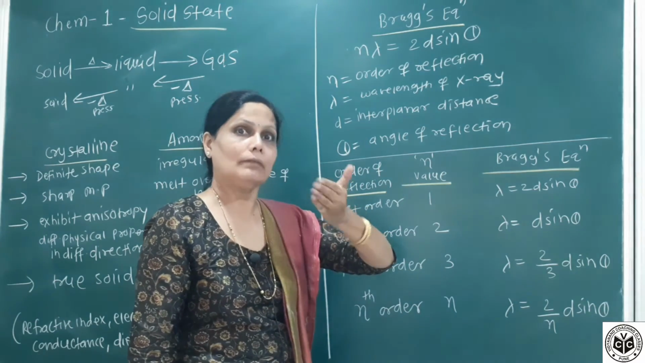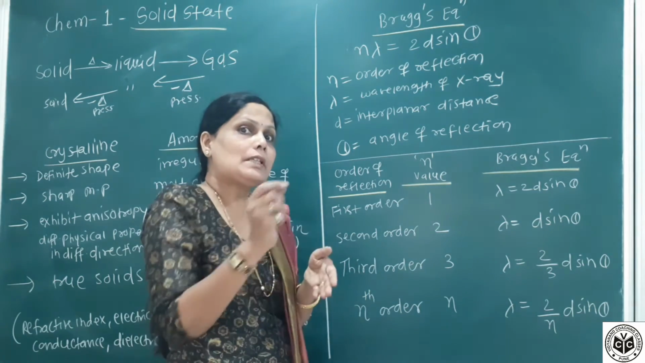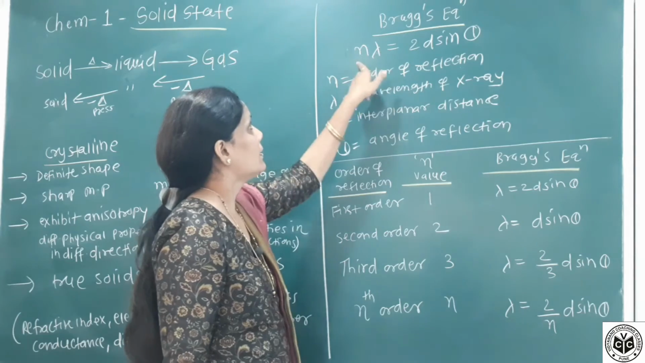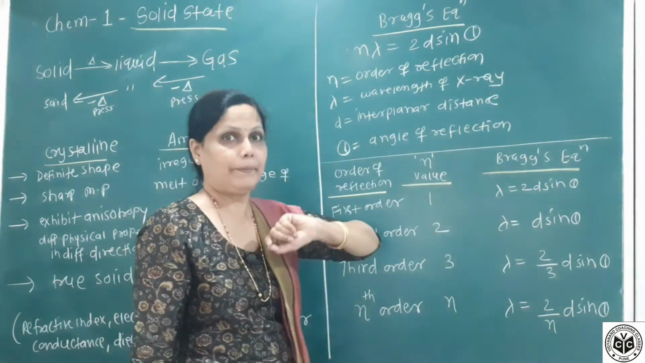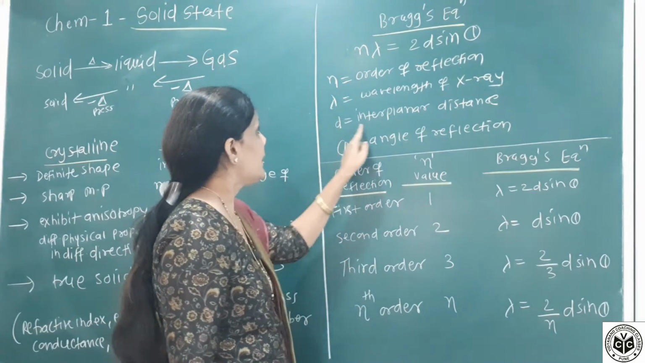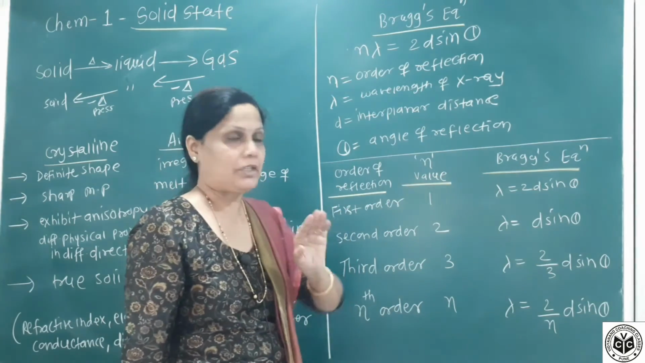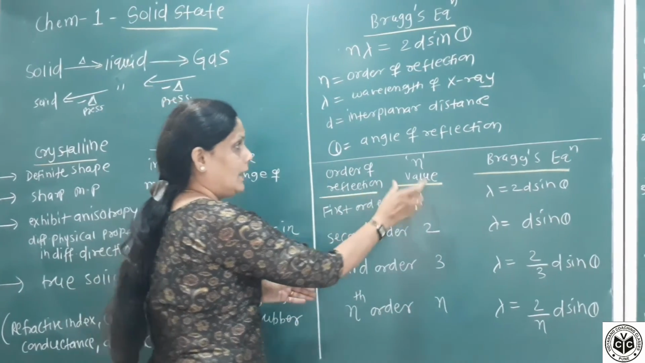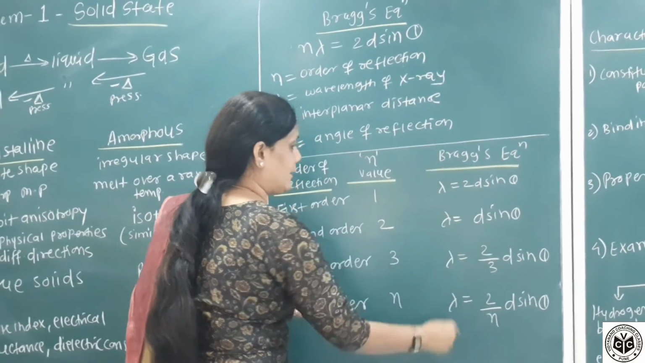A question may be asked: suppose four different forms are given, then which is the correct form of the Bragg equation? So you have to predict the correct form of the Bragg equation. In that equation, n is the order of reflection, lambda is the wavelength of X-ray, d is the interplanar distance, and theta is the angle of reflection.